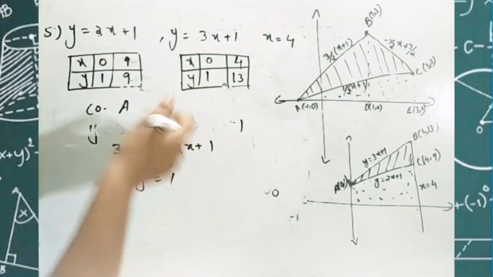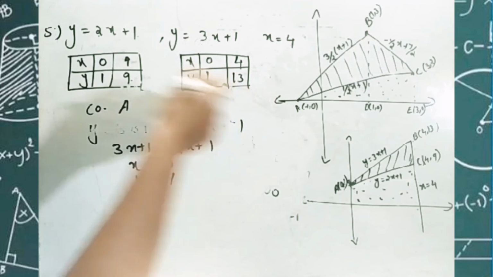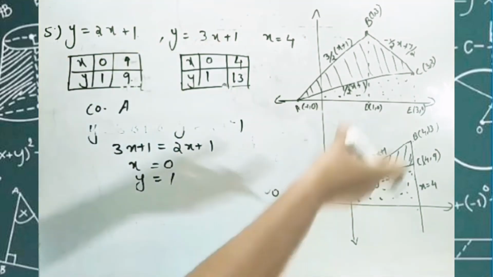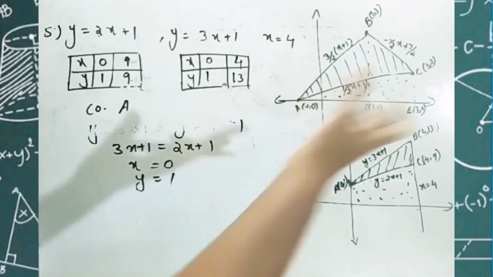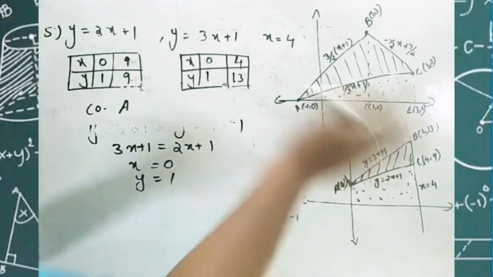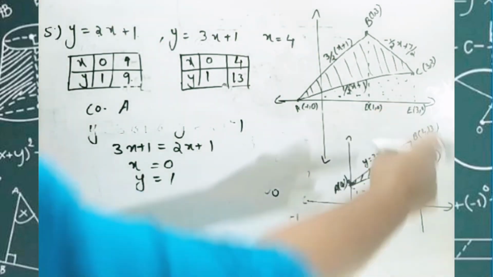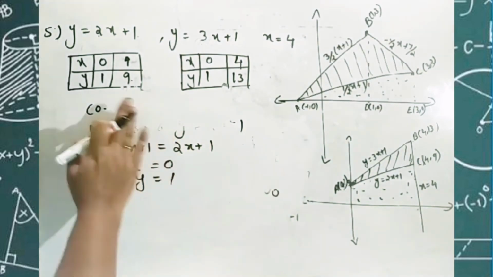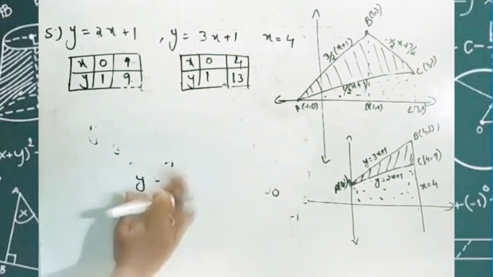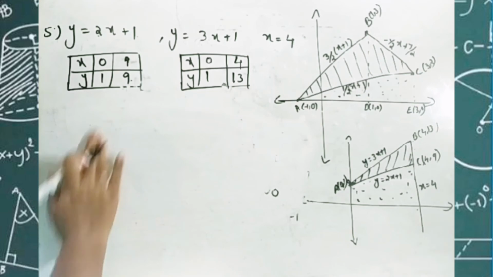This is in the case if your table is not this, you are taking some other values for x, then you will get some other values for y. We will plot those points and join them, and anyway you will get one triangle. And in that triangle, we need to find out the coordinates. This is the way to find the coordinates of those points.